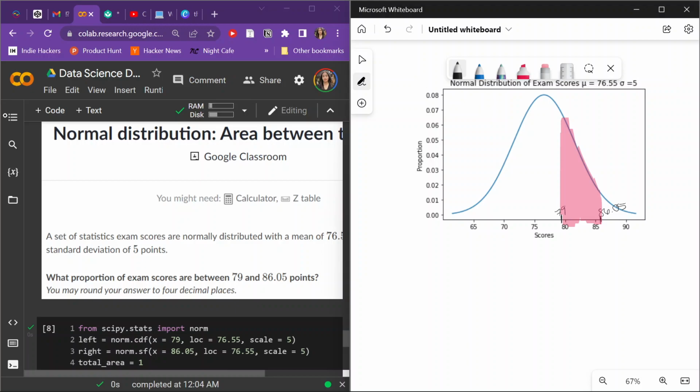So I actually have to find the area to the left of 79, and then I have to find the area to the right of 79, add those two areas together and subtract it from the whole to get this pink part, right, which is the area in between, if that makes sense.